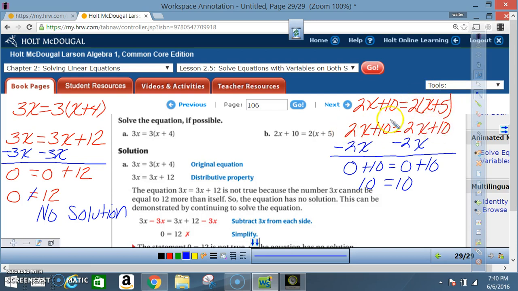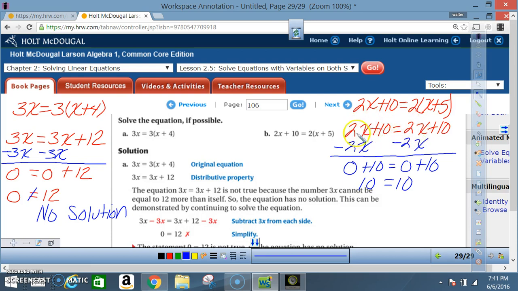Now let's read what we have. We have that 2x plus 10 is equal to 2x plus 10. That is true. That will always be true. This is called an identity. And no matter how far we go in the problem, we come up with the same answer every time. So let's continue solving. Once again, we have an equation with variables on both sides.